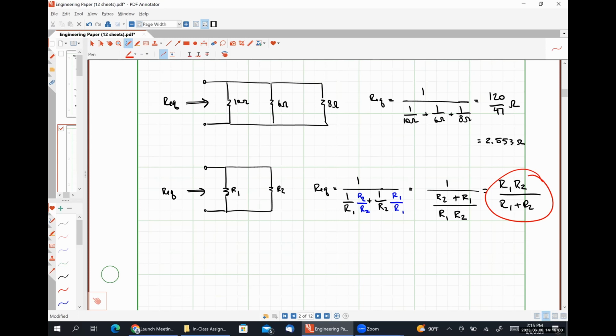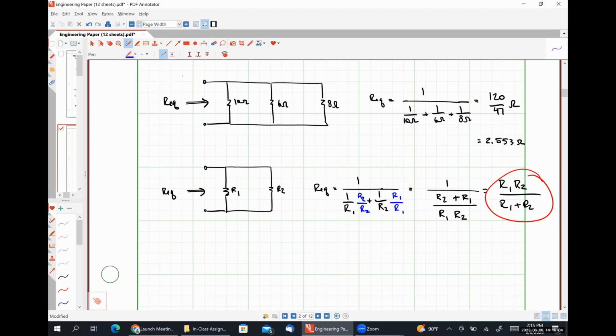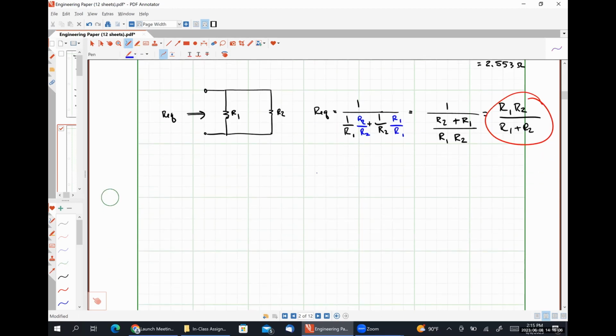So to show you exactly what I mean, if we had 3 resistors in parallel, REQ would not be equal to R1 times R2 times R3 over R1 plus R2 plus R3. Can anybody tell me a pretty obvious reason as to why that doesn't work?